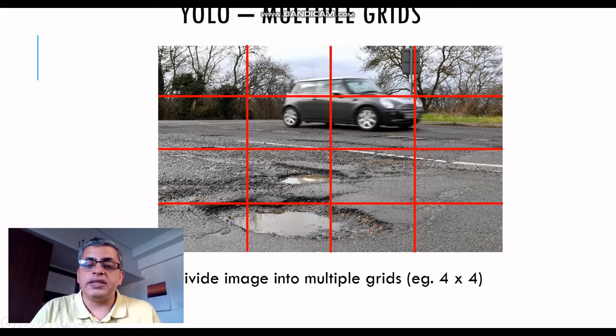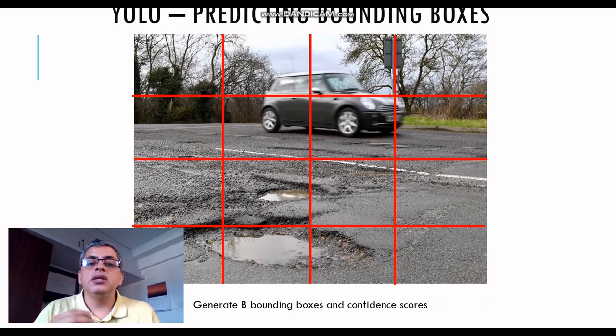Now each of these grids will in turn predict two anchor boxes, or will have 2 anchor boxes. These anchor boxes are determined based on the number of objects which are likely to be there within each of those grids. For our case, let's assume B to be 2. B can be any number, say 5 or 9, depending on the number of objects which are likely to be there in each of these grids.